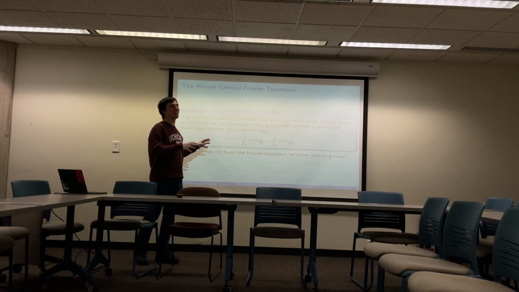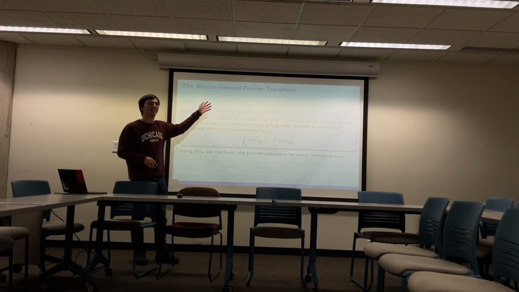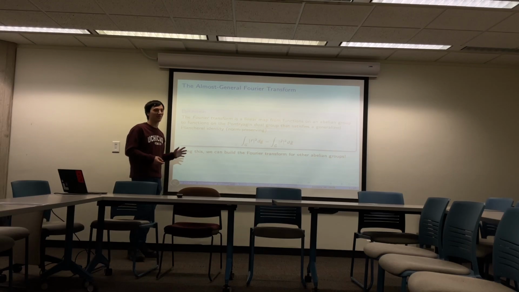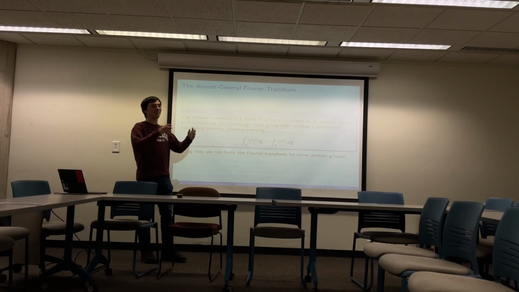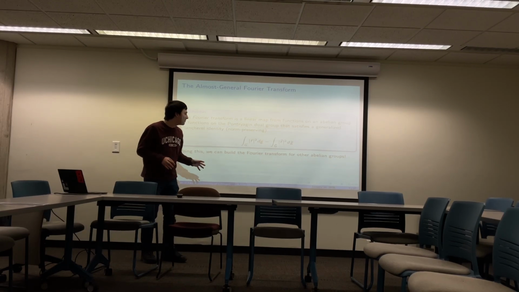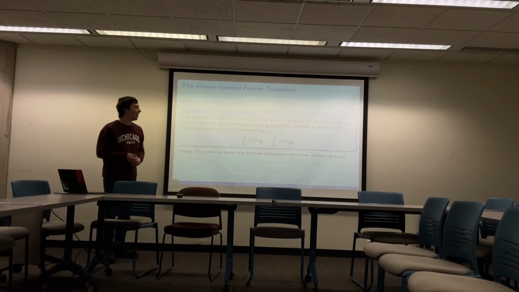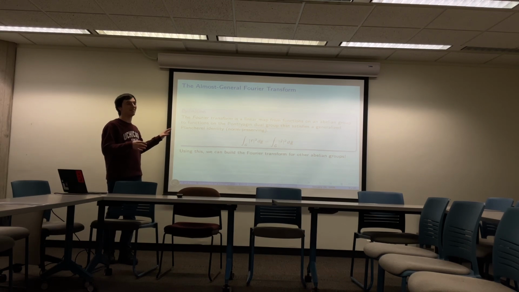And so I call this the almost general Fourier transform, because next week we're going to see the Fourier transform on non-abelian groups. But this is kind of where the magic happens. And this is what lets us build the Fourier transform for other abelian groups. Any question about that high-level discussion before we get to other examples?